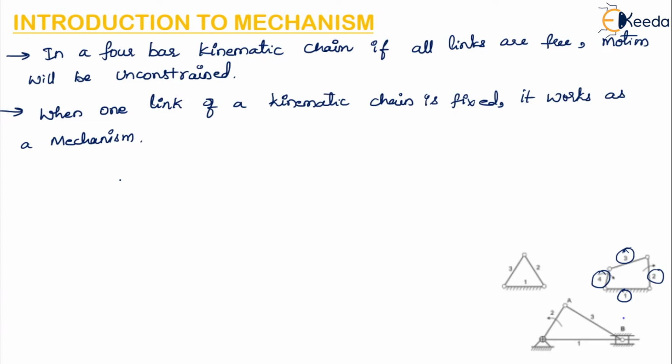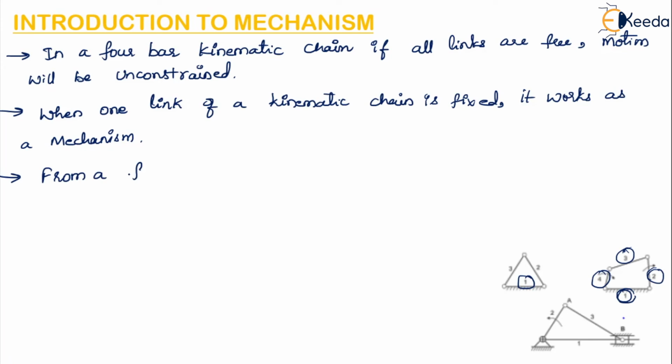So as I have told you, by fixing different links we can have different mechanisms. So in a 4-bar kinematic chain we can obtain 4 different mechanisms by fixing one link of the 4 links turn by turn. So when you fix link 1, there will be a different mechanism. When you fix link 2 and all the 3 links, that is 1, 4 and 3 are free, there will be a different mechanism. In the same way, by fixing different links you can have different mechanisms.